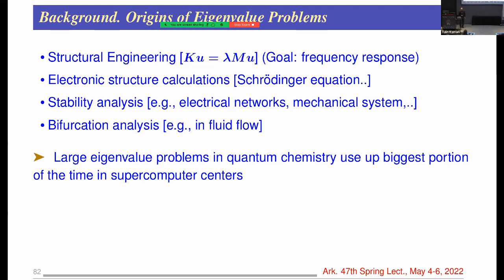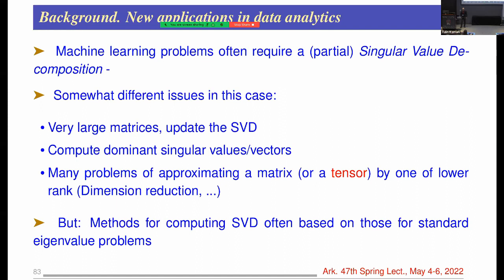So, eigenvalue problems now. These are all the possible applications. You can see again stuff I mentioned earlier. Eigenvalue problems in quantum chemistry use the biggest portion of the time used by supercomputer centers these days. So you're also talking about applications now in data analytics. We have very often here, we actually are interested in the SVD. Sometimes the eigenvalue problems with the context of the Laplacians and things like that. We'll see that in the tutorial later.